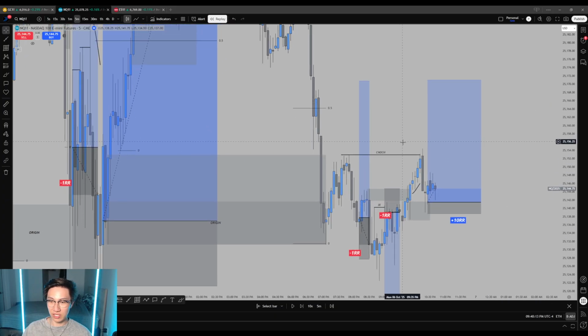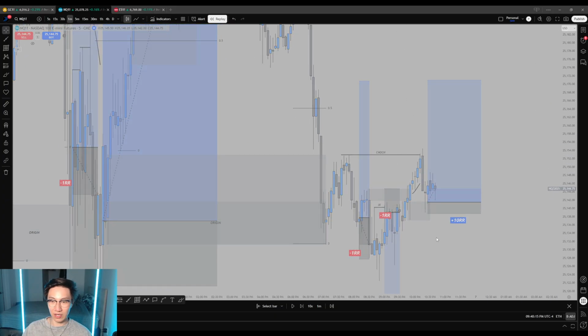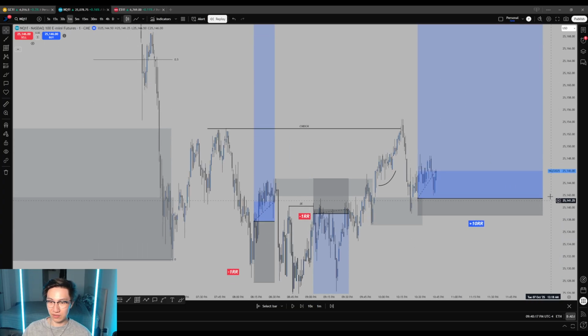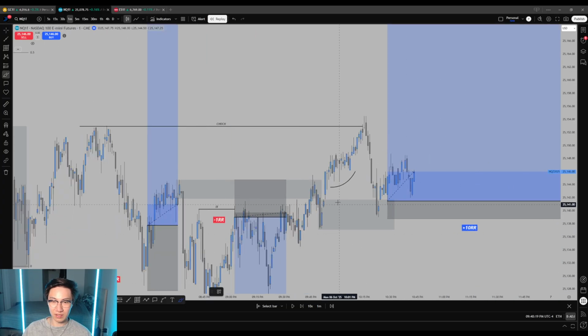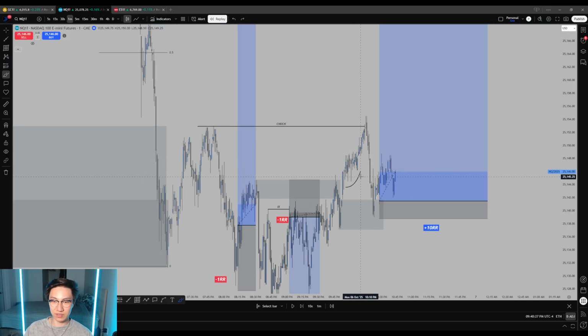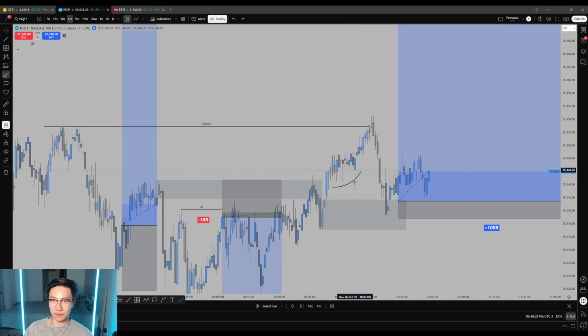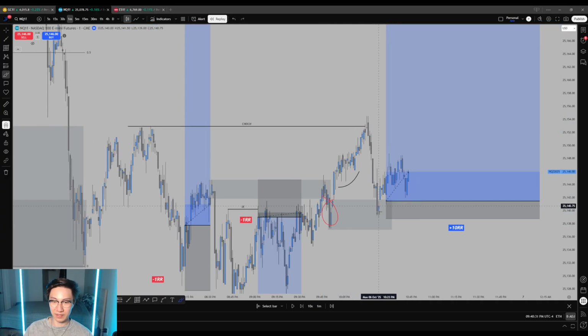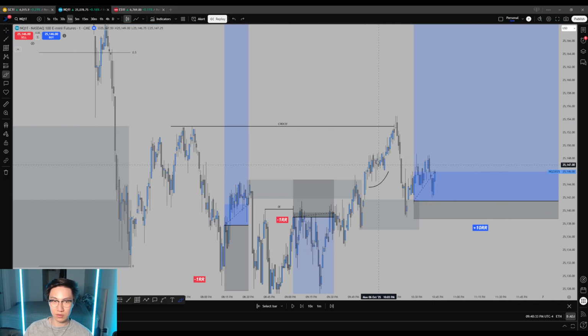So made this change of character, came back, and I was waiting for an entry model basically to go to the upside. My OB continuation model. Found an inducement here. All right, inducement here. Again, stop hunters here. However, this range is very small, so you want to be careful with stop hunters when the range is small, like something like this. You want to be very careful.